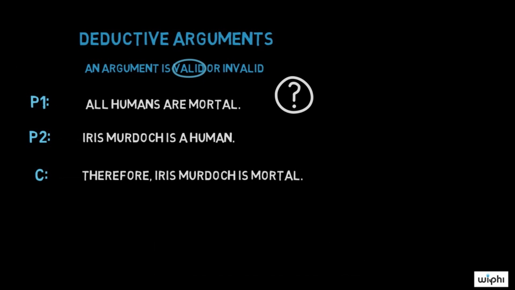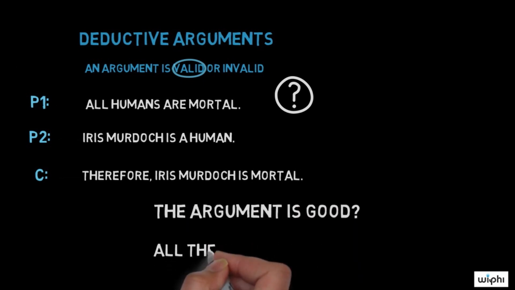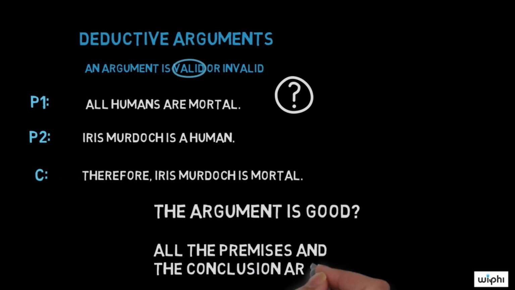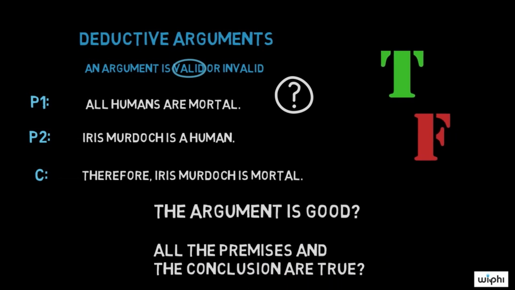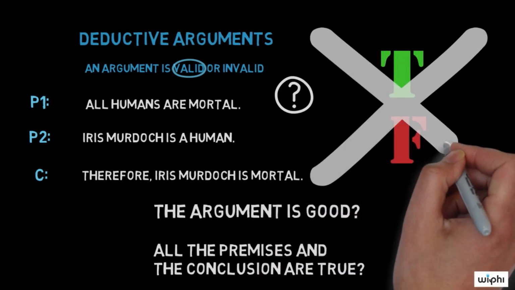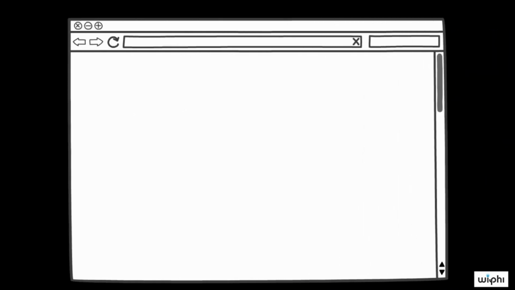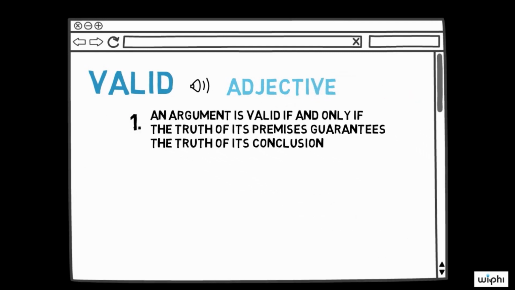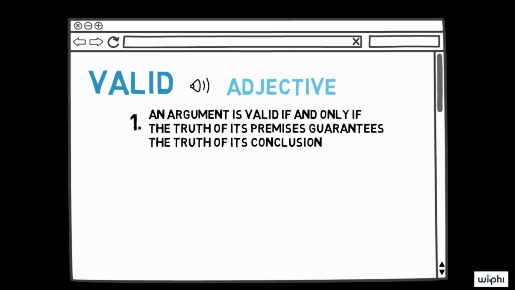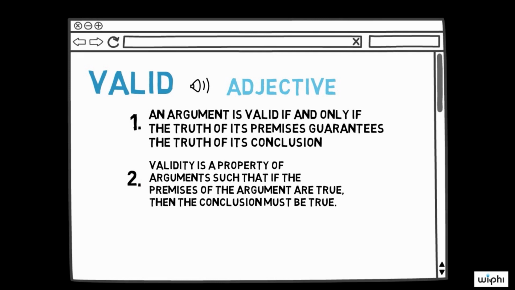Do I mean to say that your argument is good? Do I mean to say that your conclusion, or that all of the premises and conclusion, are true? While this might sound like what I'm saying, validity has nothing to do with the truth of the conclusion or with how good the argument is in general. So let's define it. An argument is valid if and only if the truth of its premises guarantees the truth of its conclusion. That is, validity is a property of arguments such that if the premises of the argument are true, then the conclusion must be true.